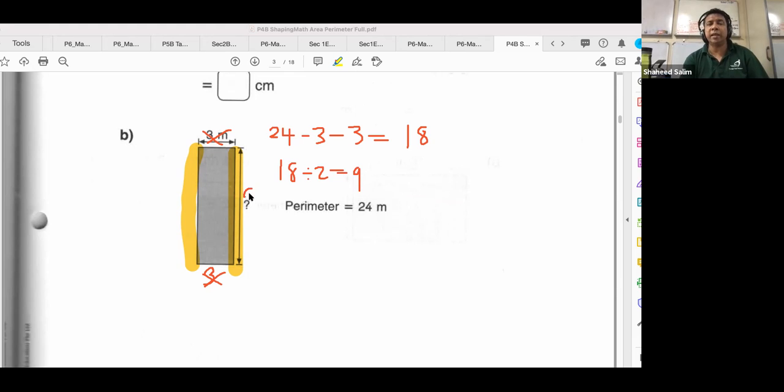So this is 9. This is 9. If you don't believe this is correct, let's add them. 9 plus 9, you get 18. Plus 3, 21. Plus 3, 24. All right. So I'll show you the steps again. Take perimeter minus the 2 breadths. You get your answer. Then your answer must be divided by 2 because this is for 2 lengths.